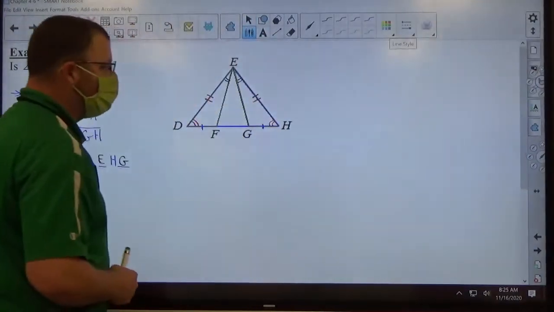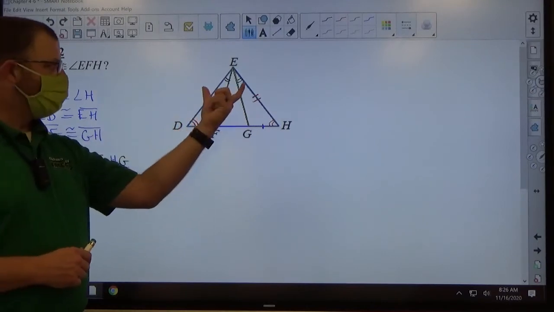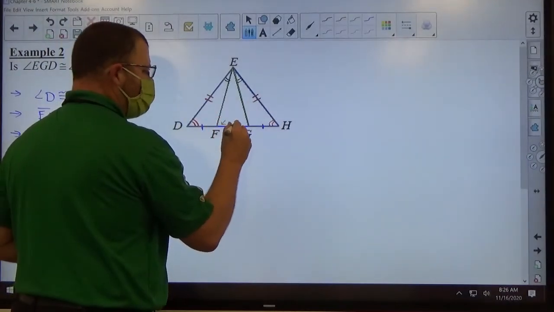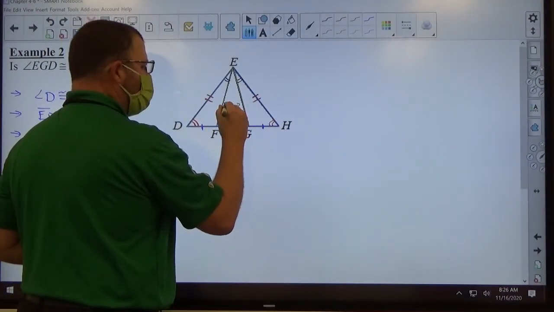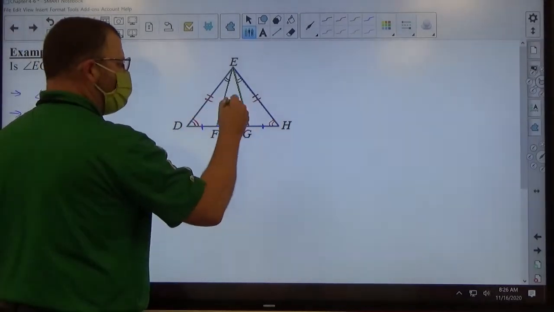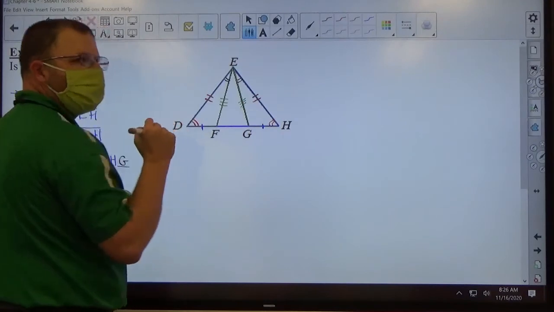I'm still trying to show that F and G are congruent to one another. How did I show D and H were congruent? The two sides. These two sides were congruent, so the angles opposite were congruent, right? Notice the angles we're looking for, which is this angle and this angle, are opposite this side and this side. So if I get those sides to be congruent, it's the same idea for those two angles we're looking for, EGD and EFH. So, is EF congruent to EG? The question is, is this congruent to this?